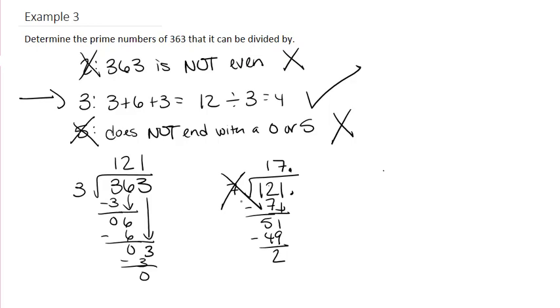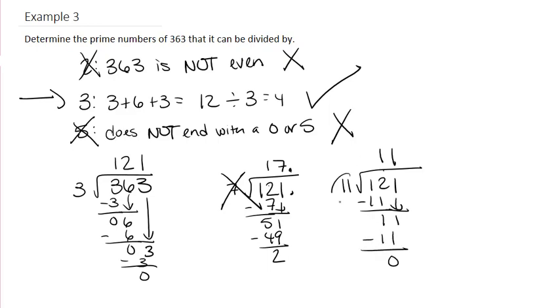So the next number we would look at is 11. Can 11 go into 121? Now 11 can go into 12 1 time. Subtract, we get 1. Bring down the 1. Now 11 can go into 11 1 time. So we subtract, we get 0. And then we also get itself. So then we would know that we are done looking at the prime numbers. So here we have the prime numbers of 363, which are 3 and 11. And those are the prime numbers.